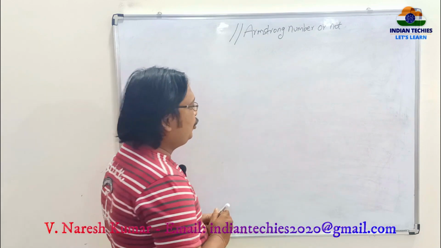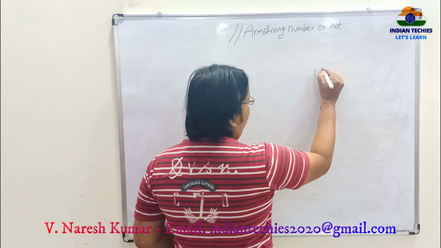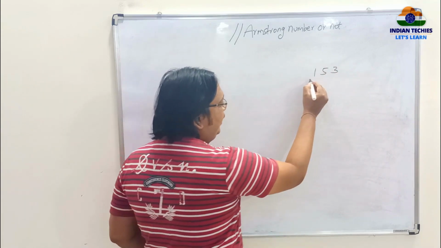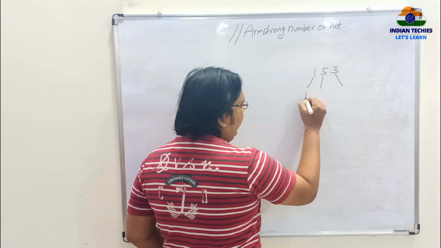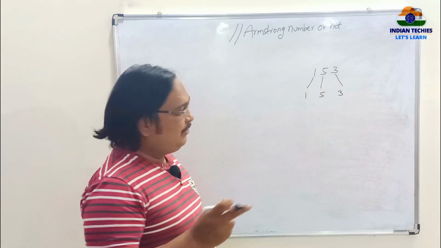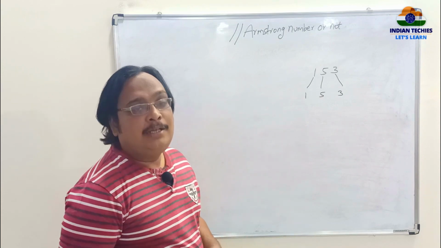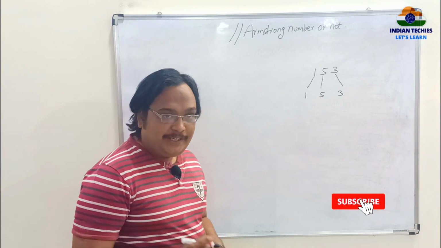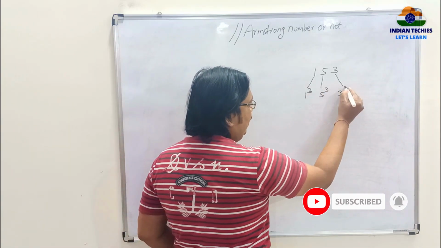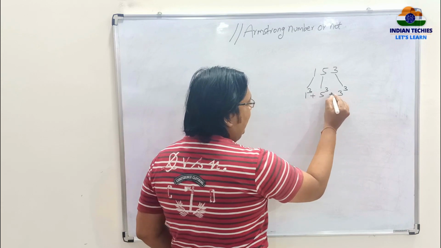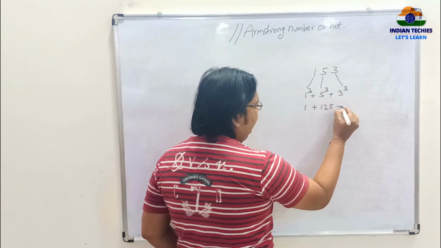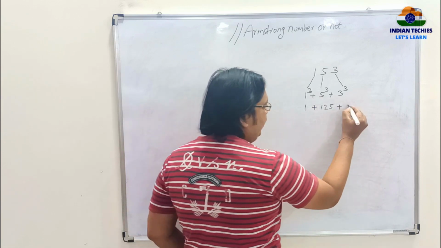But what do you mean by Armstrong number is, suppose take one number, 153. Split this into individual numbers like 1, 5, 3. In the sum of individual digits, we just added 1 plus 5 plus 3. But for an Armstrong number, before adding, cube them, that is 1 cube plus 5 cube plus 3 cube, and then add. 1 cube is 1, 5 cube is 125, and 3 cube is 27.